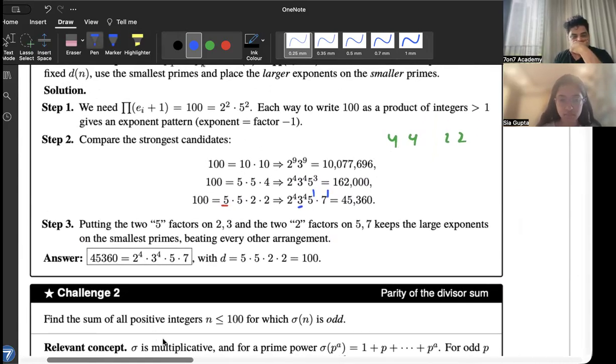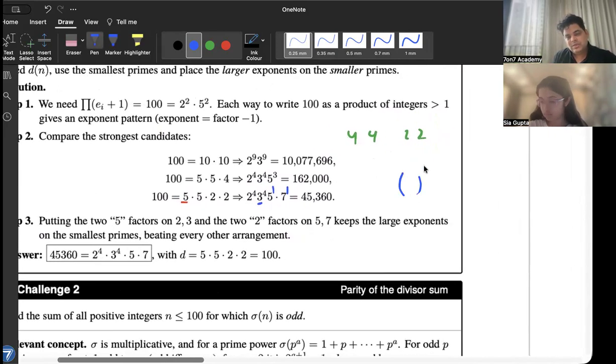The second question, did you find it? Find the sum of all positive integers less than 100 for which the sum of divisors is odd. What are the rules for the sum of divisors to be odd? Tell me. You want the sum of all the divisors to be odd. So the rule is, if you have a square number, an even power, then the sum of divisors is going to be odd.